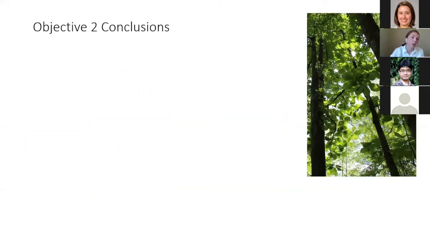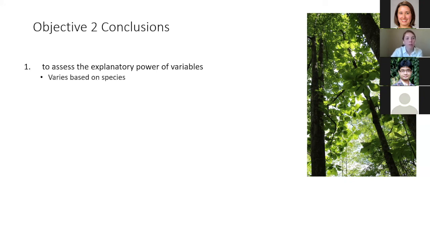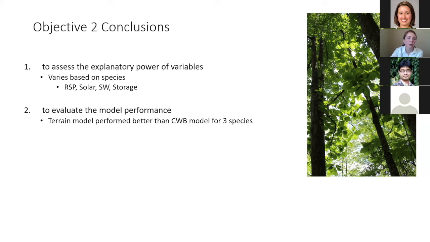So looking at the conclusions from objective 2, first assessing and comparing the explanatory power of the variables. This really does vary based on species, but we do see reoccurring top variables, which would include RSP, solar radiation, southwestness, and storage. When looking at the model performance, we saw that the terrain model performed better than the climate water balance model for 3 species, and that the combination model performed better than the climate water balance model for 4 species.